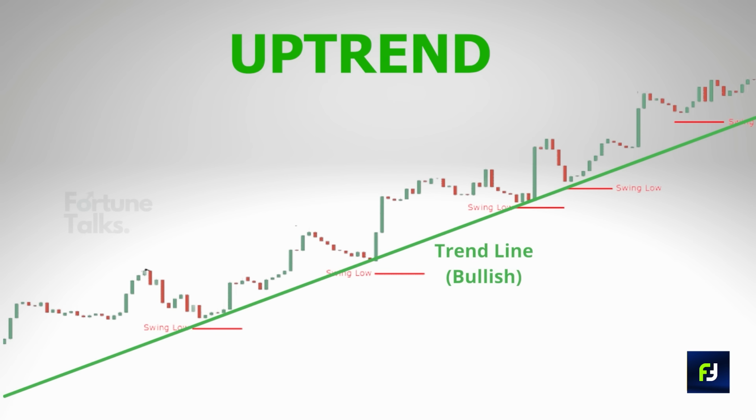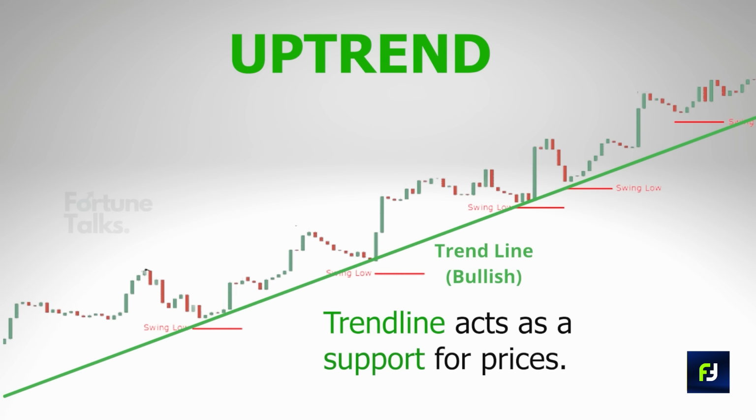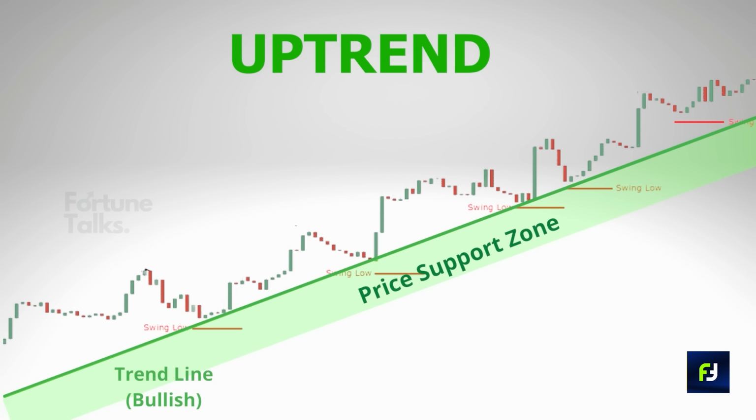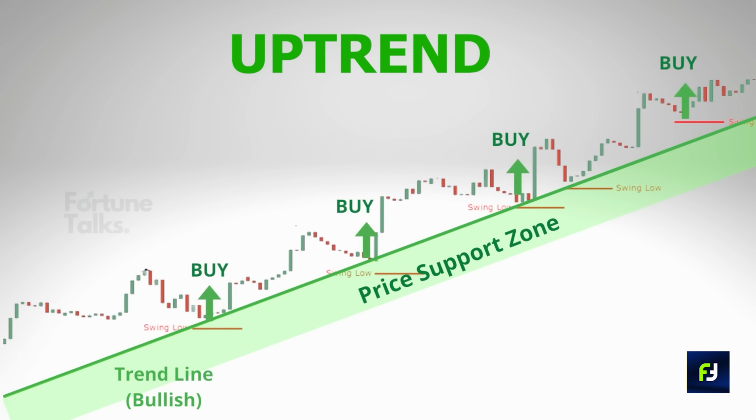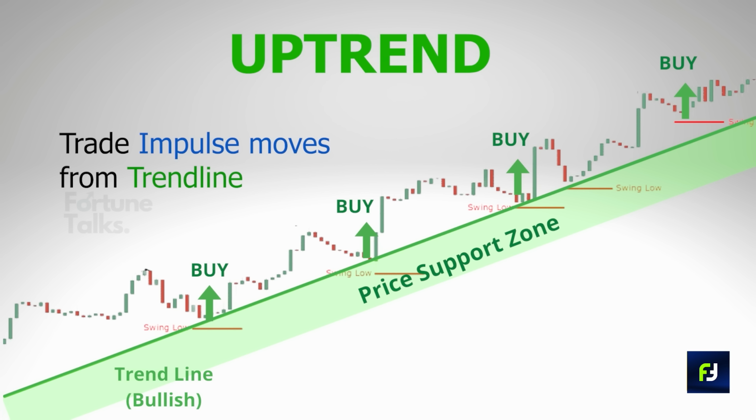This line connecting a series of higher lows, creating a support level for future price movement, is called a trend line. It is from the vicinity of this trend line that future price movements would reverse or break out, and therefore it is a very important trading zone or an area of value. The trend line is an area from which we can trade the impulse swing moves, or simply we can place a buy order when the price reaches the trend line.